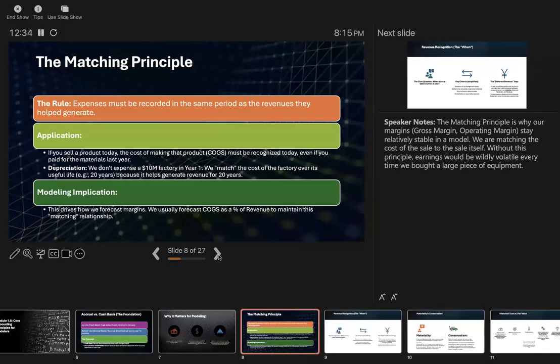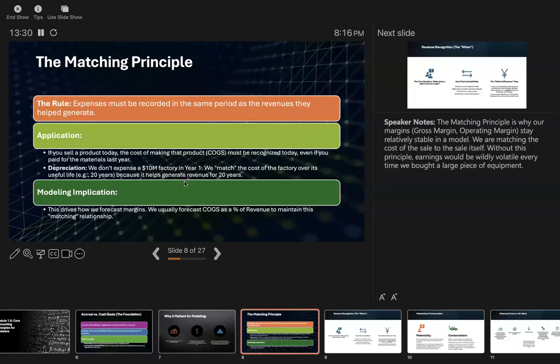So this matching principle, what is the rule? I'd already mentioned: expenses must be recorded in the same period as the revenues they help to generate. What's the application? If you sell a product today, the cost of making that product must be recognized today, even if you paid for the materials last year. We are just matching. Depreciation: we don't expense a 10 million factory in year one. We match the cost of the factory over its useful life. Is it 20 years? Because it helps generate revenue for 20 years.